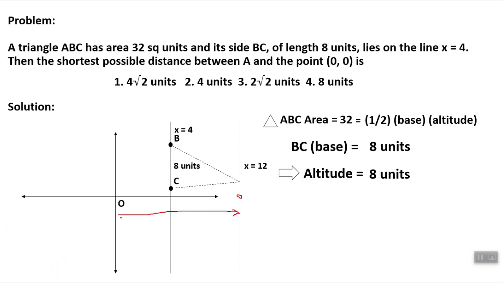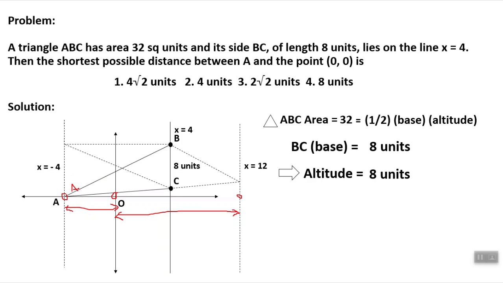But to minimize the distance between vertex A and the origin, we can also think of vertex A being on the left hand side of the base BC, and in that case it will lie on the line x equal to -4, and the shortest distance between the origin and any point on this line x equal to -4 will be 4 units as shown, and this, in fact, would be the vertex A. So this is now shown here as this solid triangle, and so the answer is 4 units, option 2.